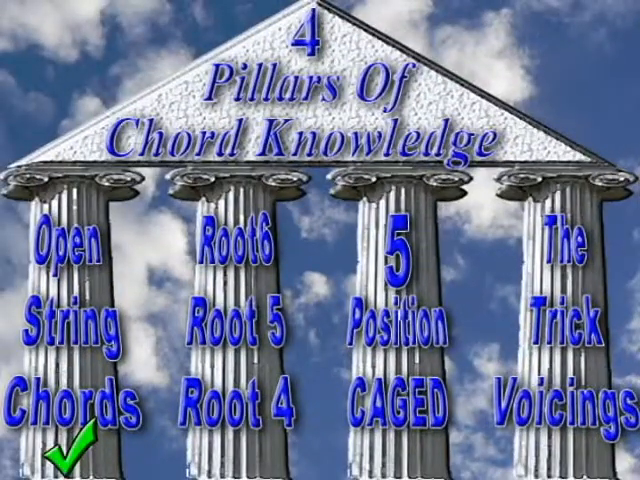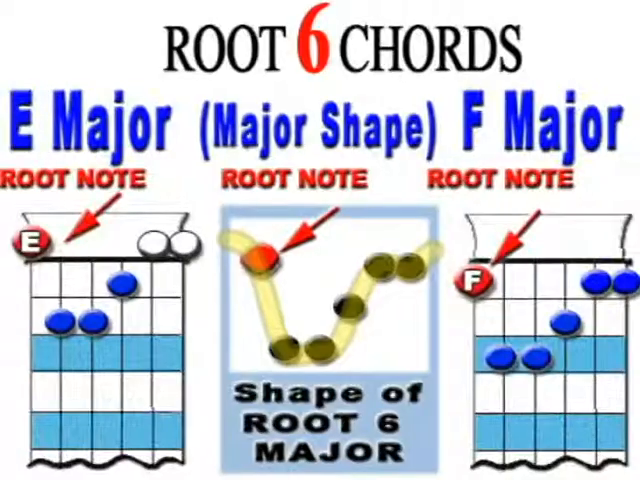The second pillar in my system of chord knowledge is movable bar chords. Being able to play root 6 chords, such as this E major with its root note here on string 6, and raise all the notes in pitch by 1 fret, and knowing that that chord becomes an F major chord. This is still called a root 6 chord because the root note is on string 6.